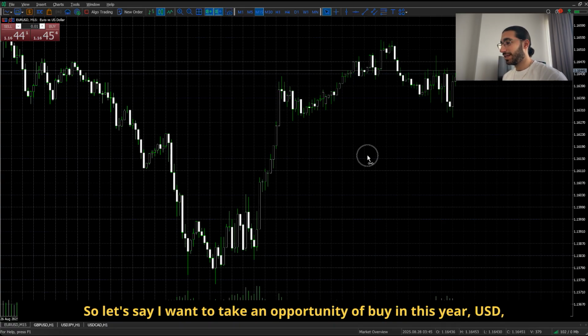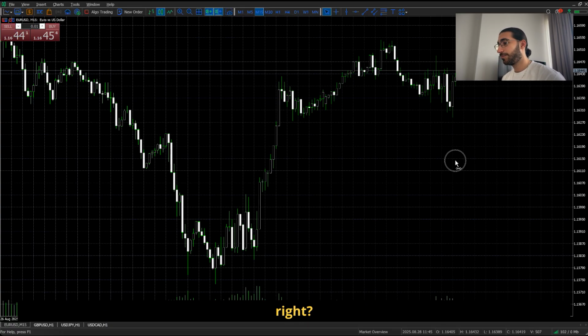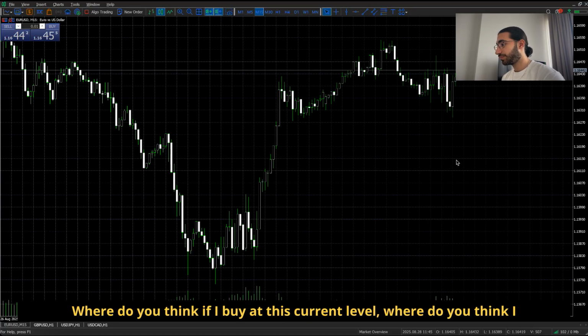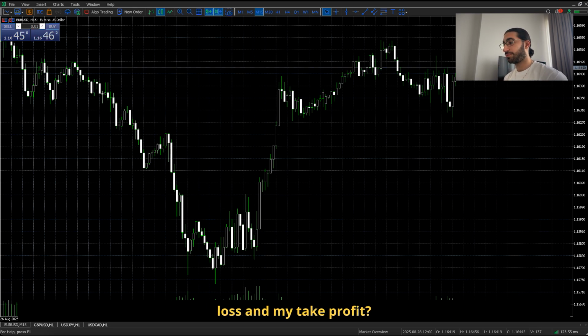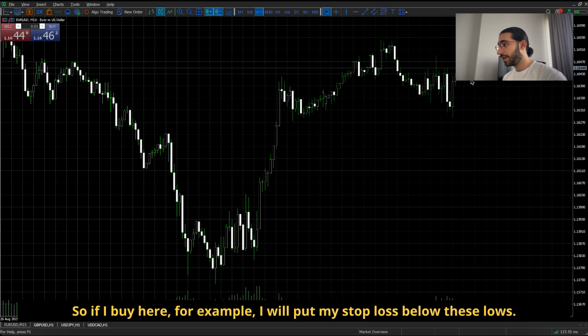So let's say I want to take an opportunity of buy in this Euro USD, right? Where do you think, if I buy at this current level, I should put my stop loss and my take profit? It's a very easy answer. So if I buy here, for example, I will put my stop loss below these lows.